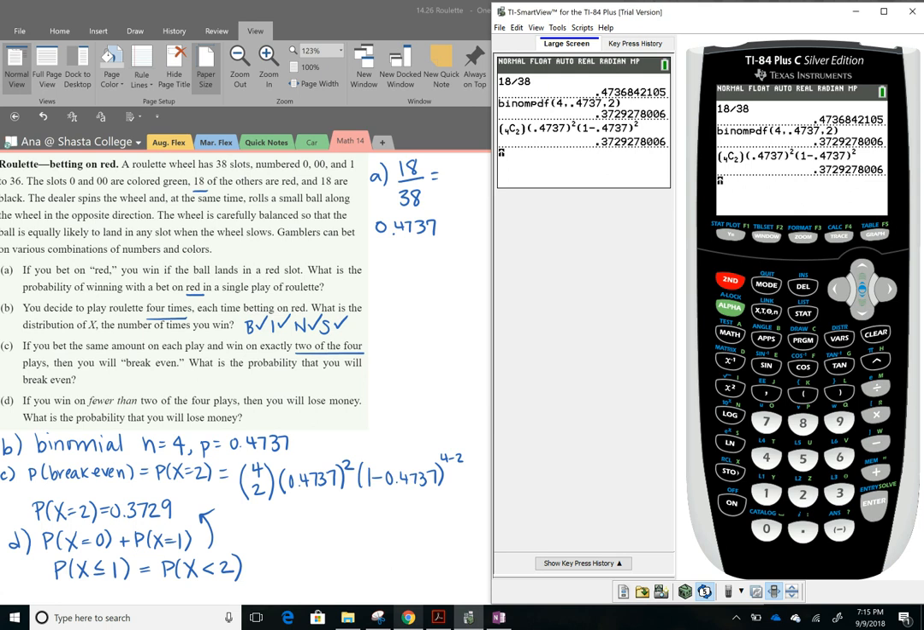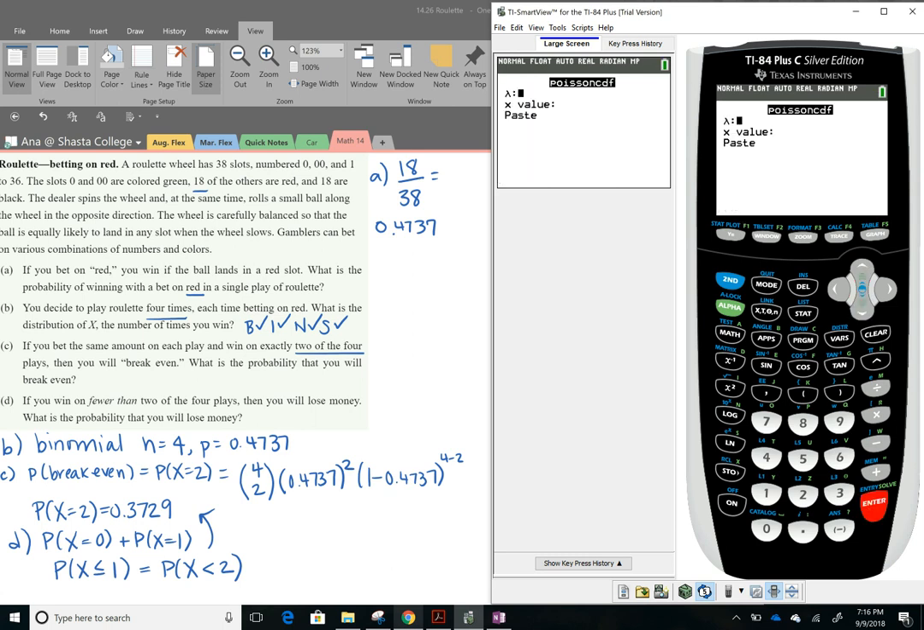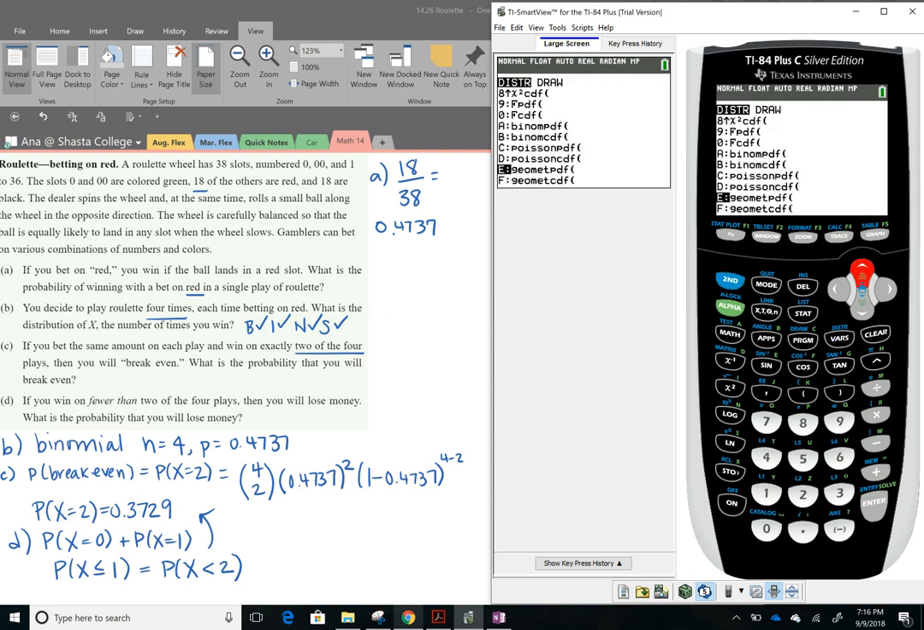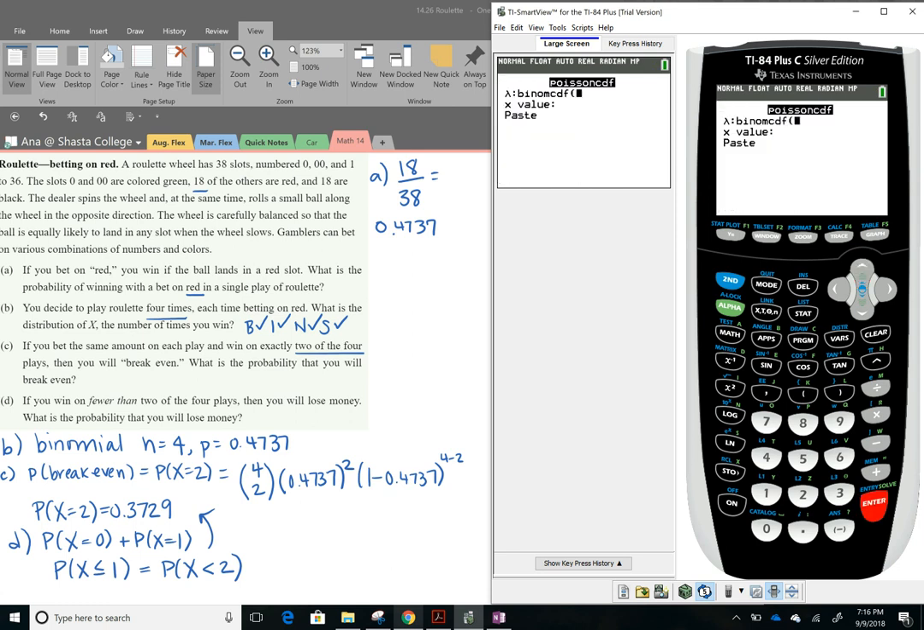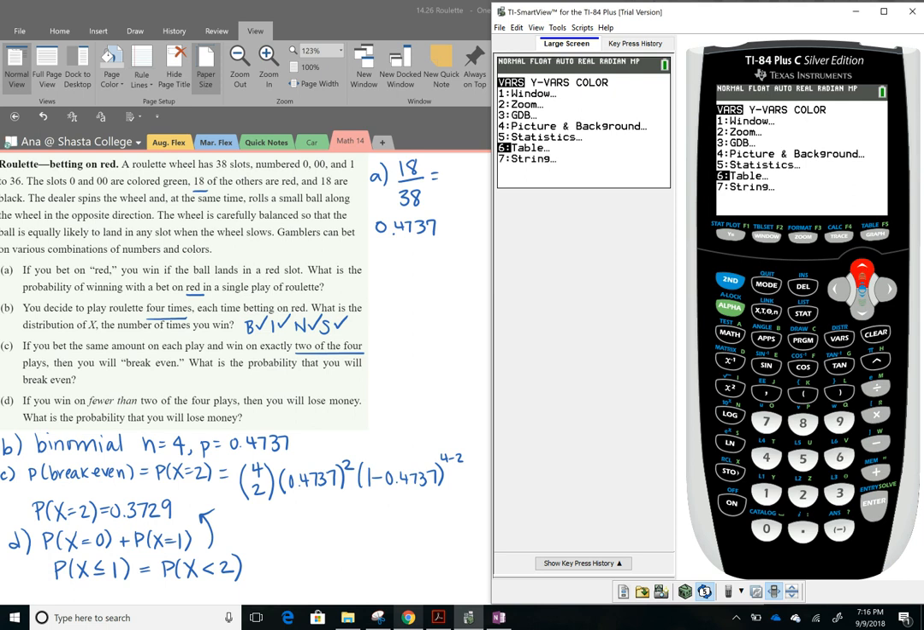We'd go to our distributions. I'm going to up arrow to get us to binomial faster. Oops, not Poisson. Okay, let's try this again. We'll quit. My calculator is pretending that it's possessed. Okay.